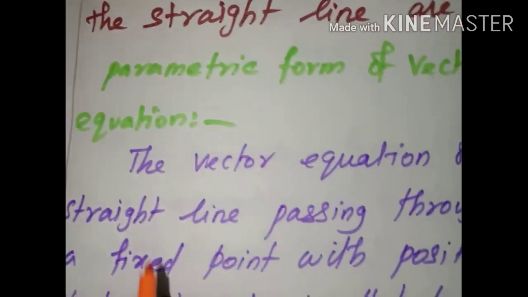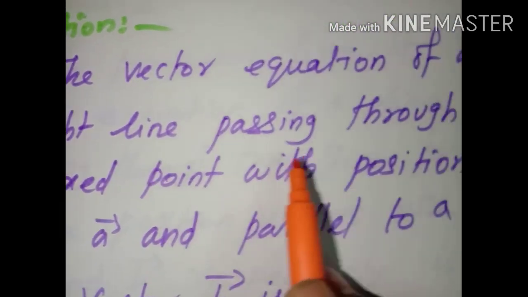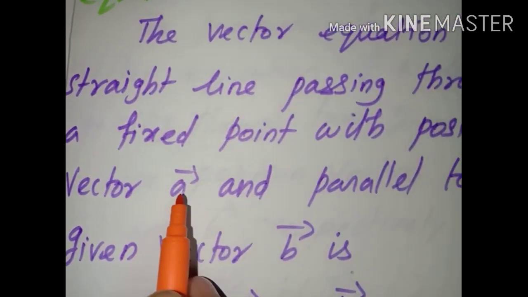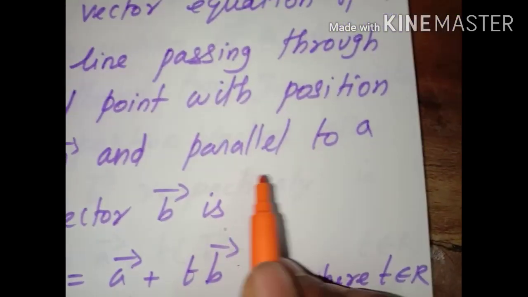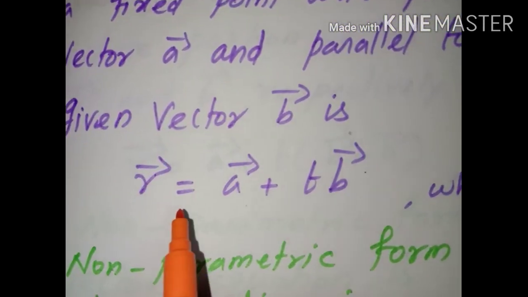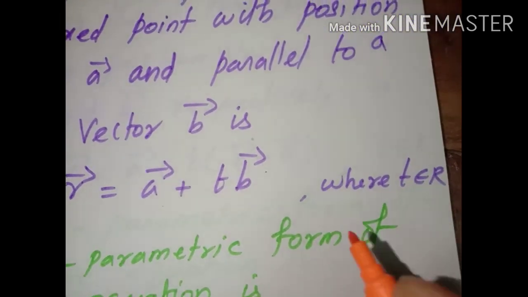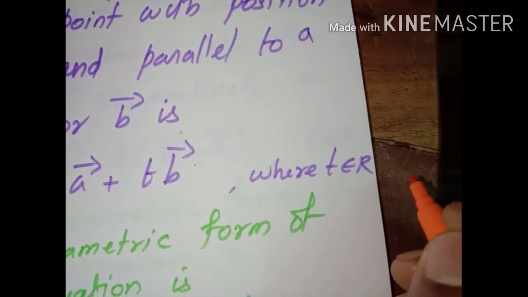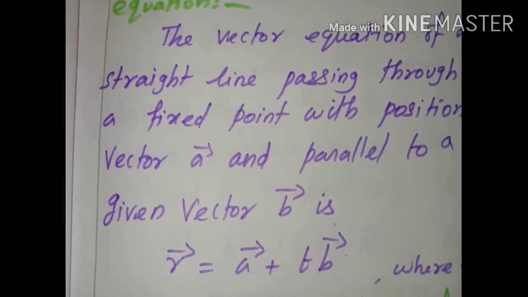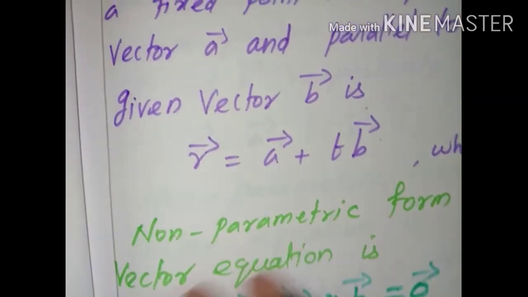The definition: the vector equation of a straight line passing through a fixed point with position vector a vector and parallel to a given vector b vector is r vector equal to a vector plus t b vector, where t belongs to R, meaning t is a real number. So a is a position vector, b is a vector.